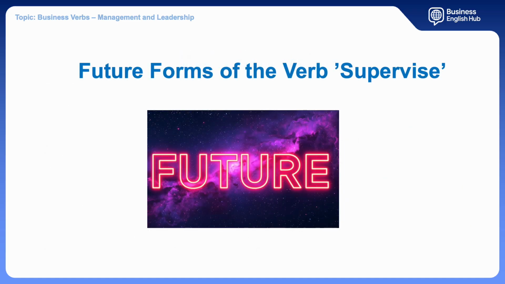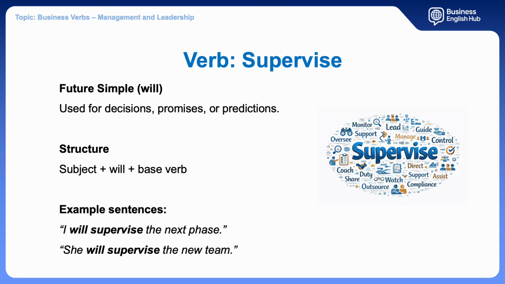We will now look at future forms of the verb supervise. Will is used for the future simple of the verb supervise. The future simple in this situation is used for decisions, promises, or predictions. Example sentences include: I will supervise the next phase. She will supervise the new team.